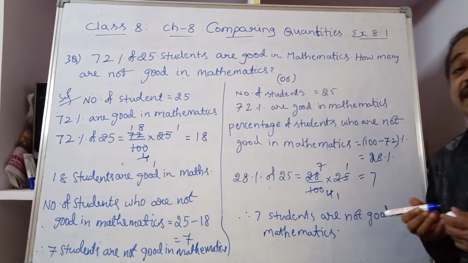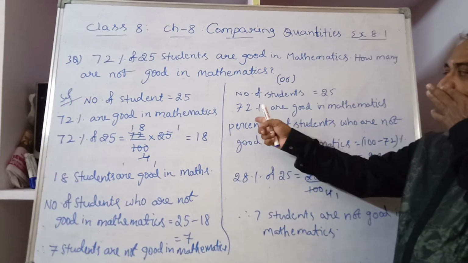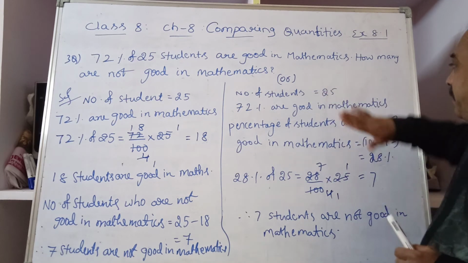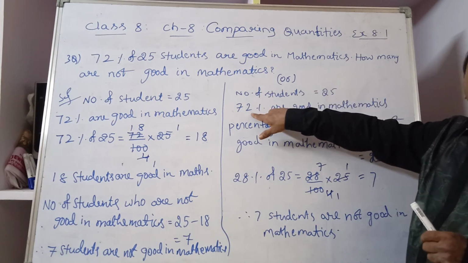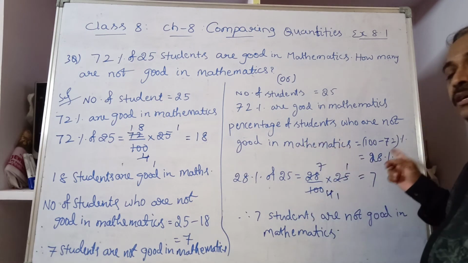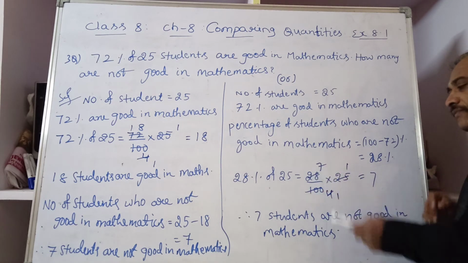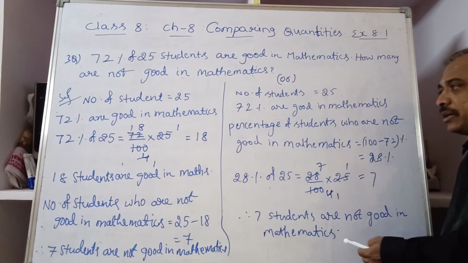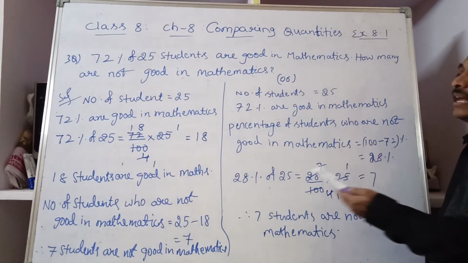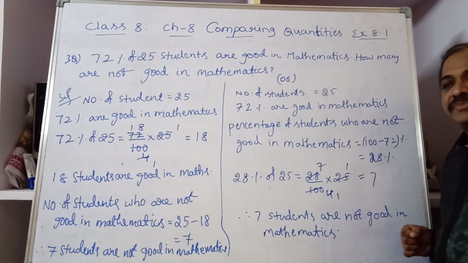Is it clear? Two ways it can be done. Suppose 72% means out of 100, 72 are good. Forget about this 25. Out of 100, 72 are good in mathematics. What percentage is not good? 28%. That's what I did over here. 28% of 25 is not good. So therefore, 7 students are not good in mathematics. This is correct. Even this is also correct. This is one method. This is another. Is it clear, students? Right.